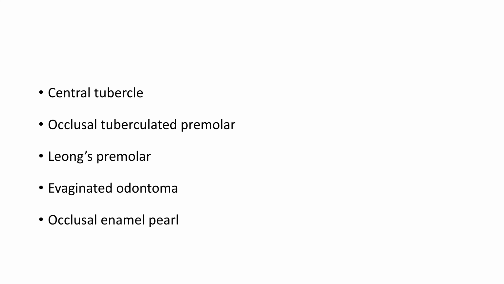Hello everyone. The next developmental disturbance affecting oral and paraoral structures that I'll discuss is dens evaginatus. These are some other names for dens evaginatus: it is also known as central tubercle, occlusal tuberculated premolar, Leong's premolar, evaginated odontoma, and occlusal enamel pearl.